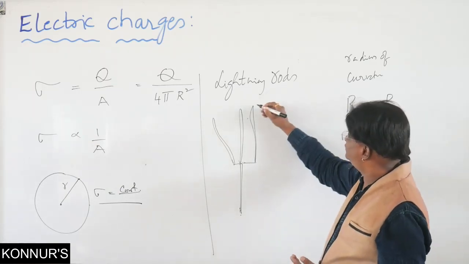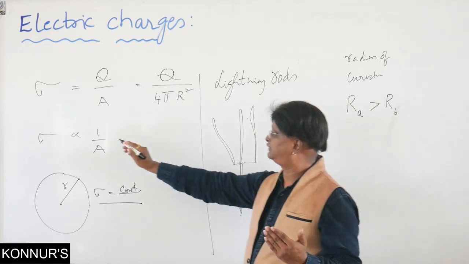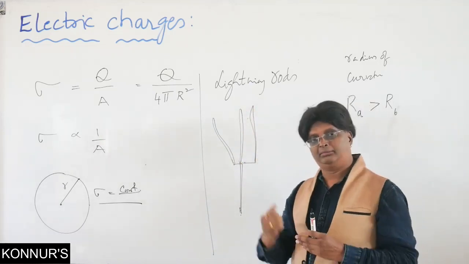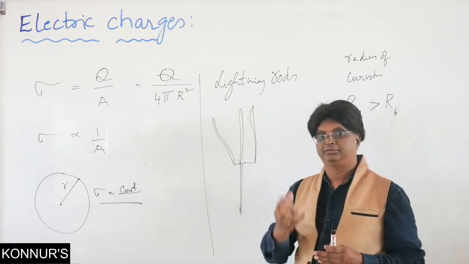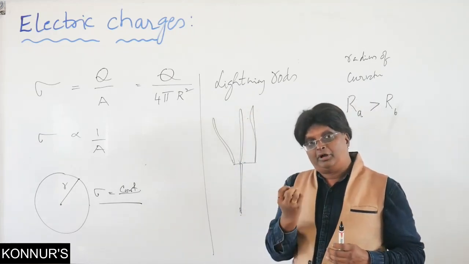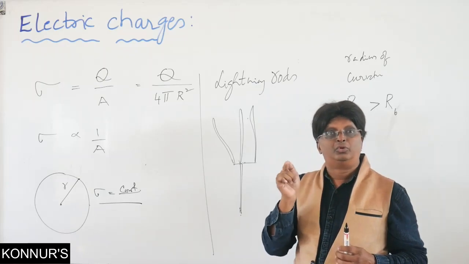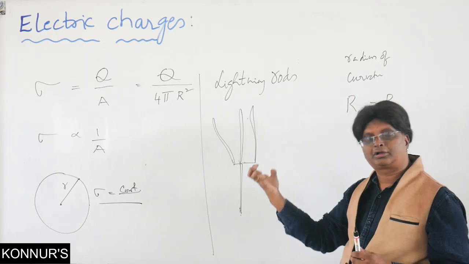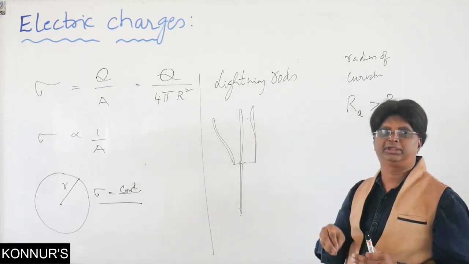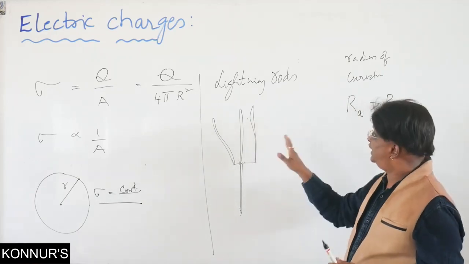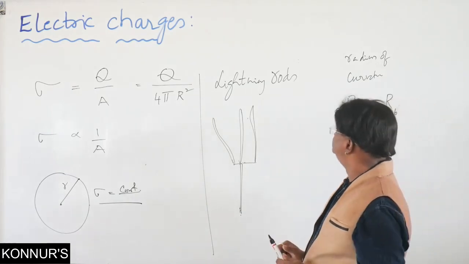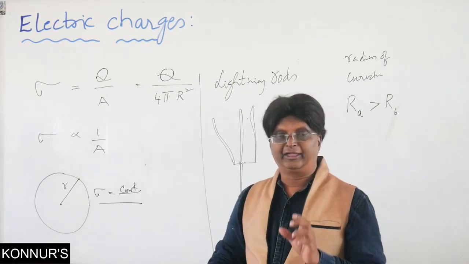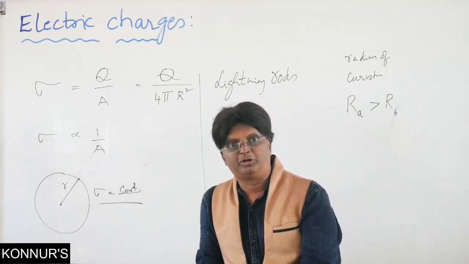So lightning rods have sharp edges for this reason: sigma is proportional to 1 by r, because these sharp edges will acquire more and more charge. If it is blunt, it can accumulate only a very small amount of charge. For that reason, lightning rods have sharp edges. Similarly, the expulsion of charge, we said, is a property.